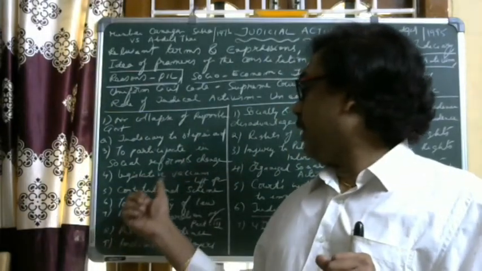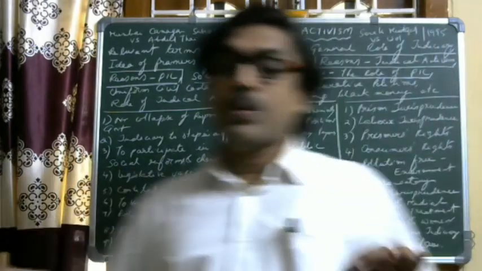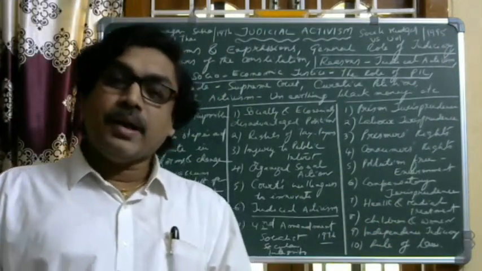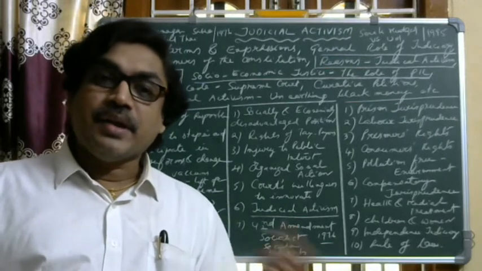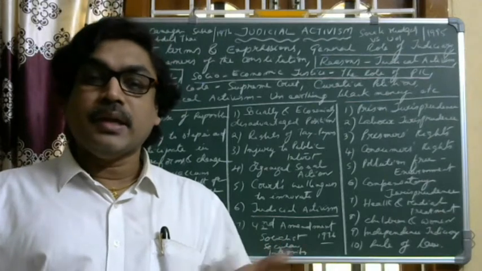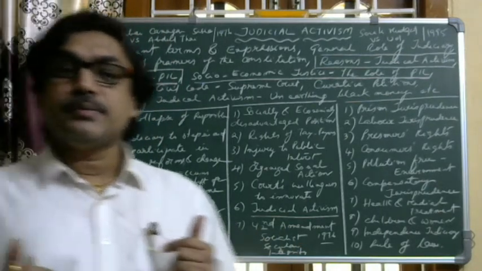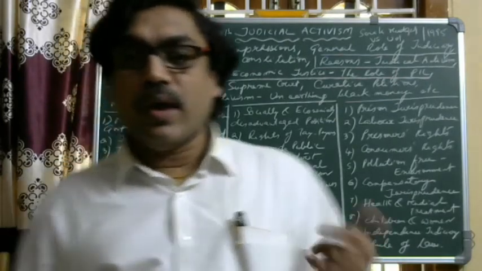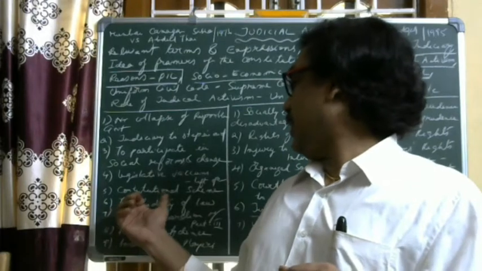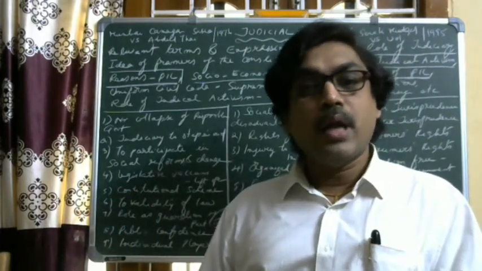And the next one is legislative vacuum left open. This is the main reason for judicial activism. That is, if a legislative vacuum is left open, there is a chance for judicial activism. And the next one is constitutional scheme. This is also one of the reasons for judicial activism.